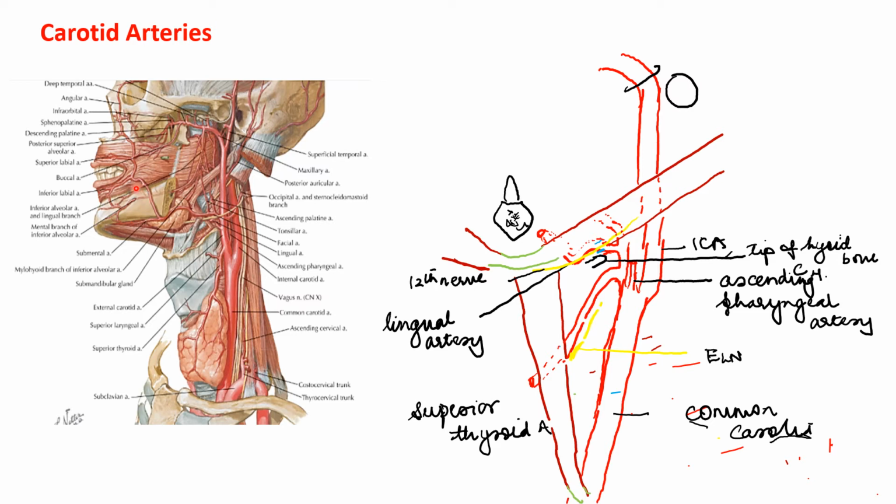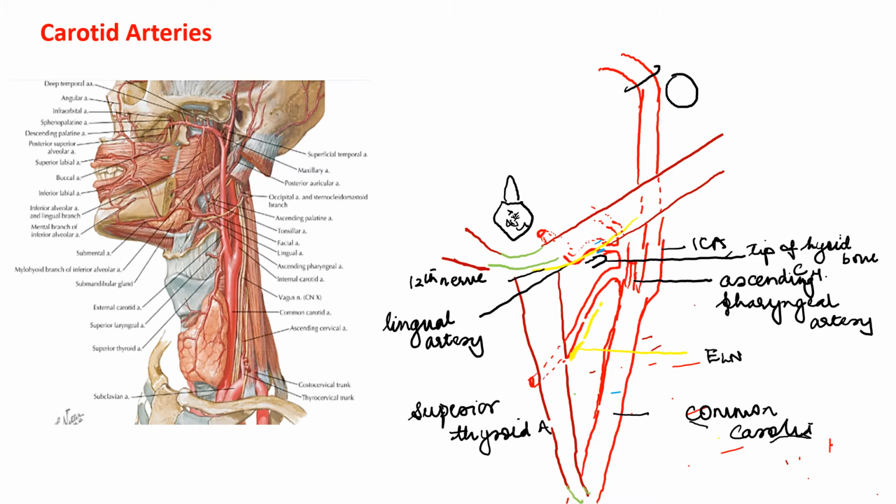After that, it comes onto the face and gives rise to the inferior labial, the superior labial, as well as the angular artery. And here it's giving rise to another branch, which is the submental artery, which will be running in the submental triangle, which we saw. Right? So now let's draw our facial artery.